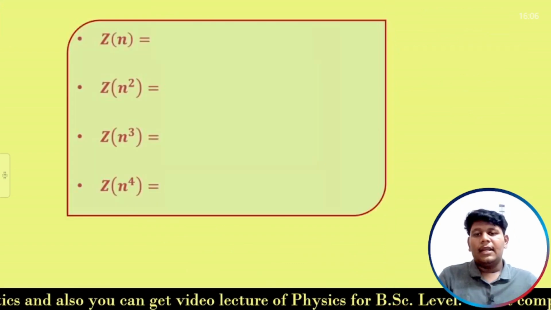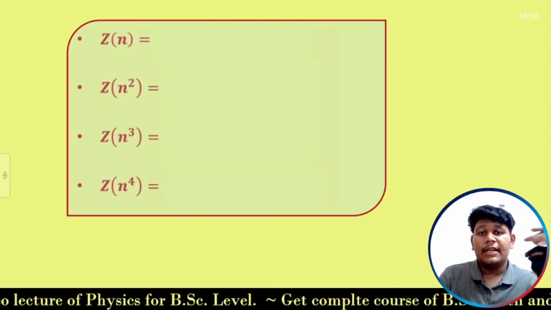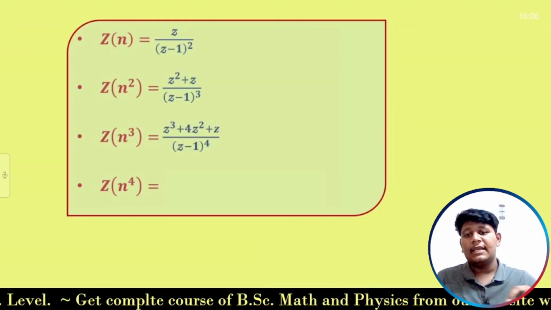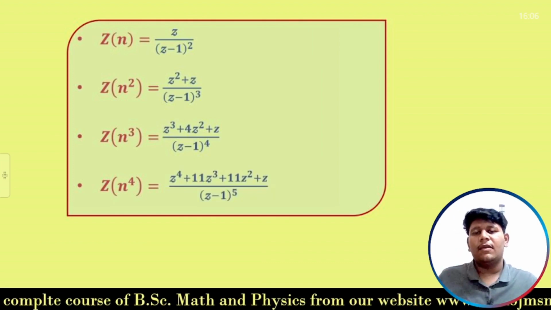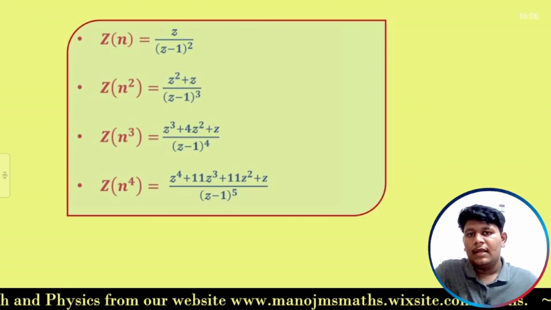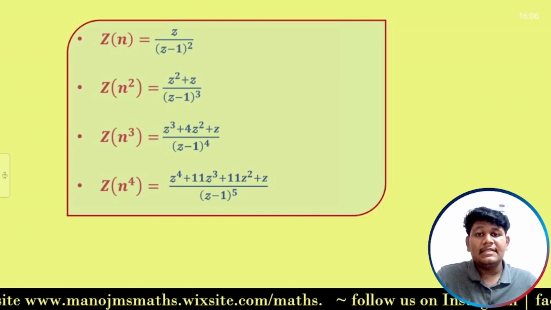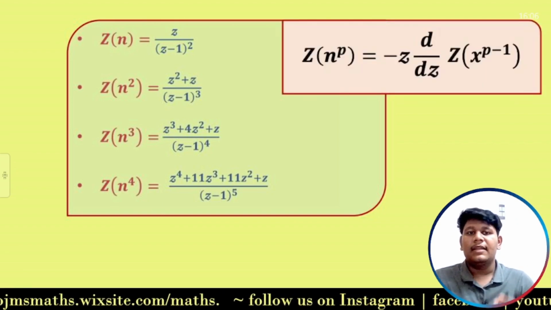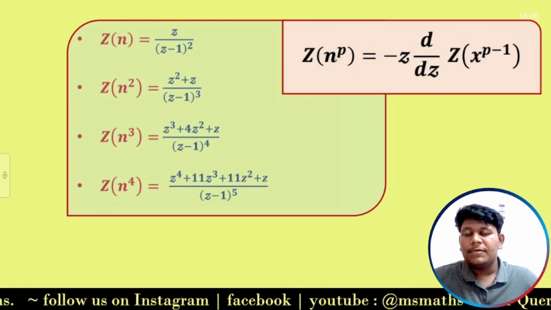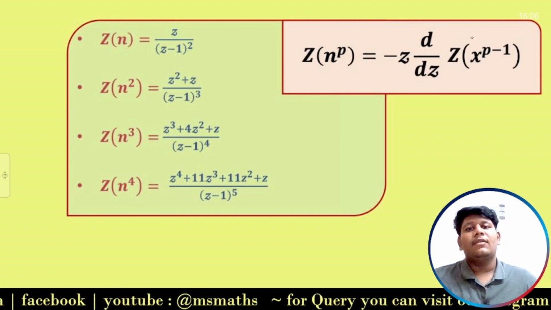So the z transform of n power 1 is nothing but z upon z minus 1 whole square. Now if we have n square, n cube, n power 4, then by using this we can easily calculate all of these. These are the general formulas, and we can remember them and directly put them into the question. But how can we calculate all these things easily? There is a general formula: the z transform of n power p.